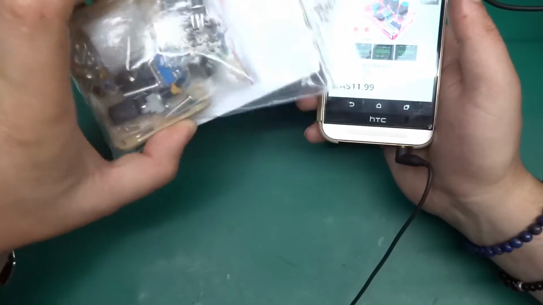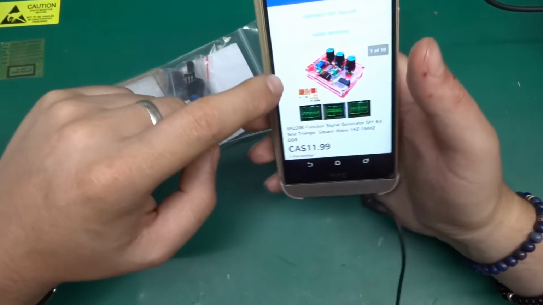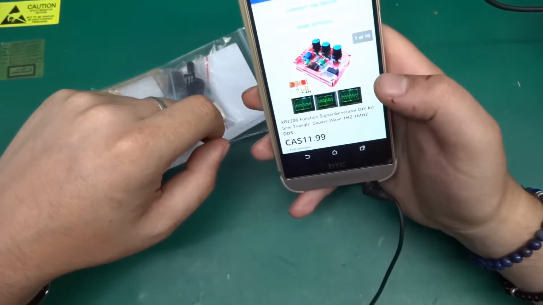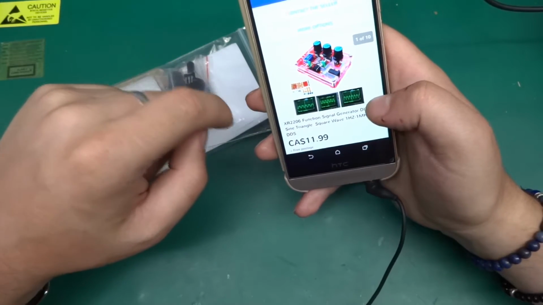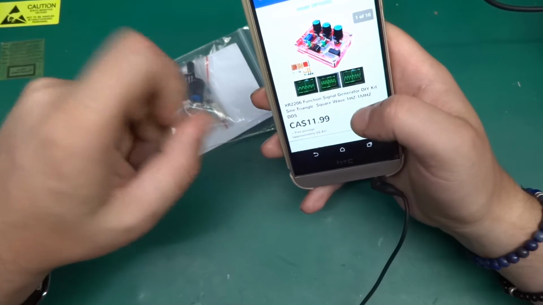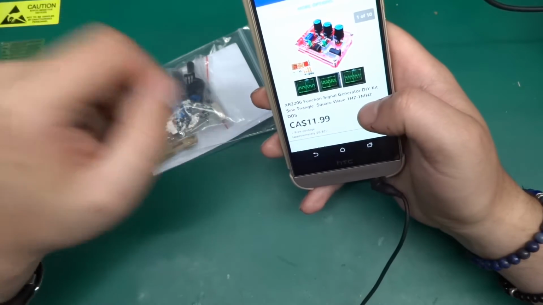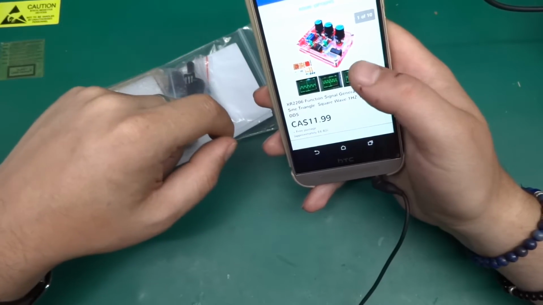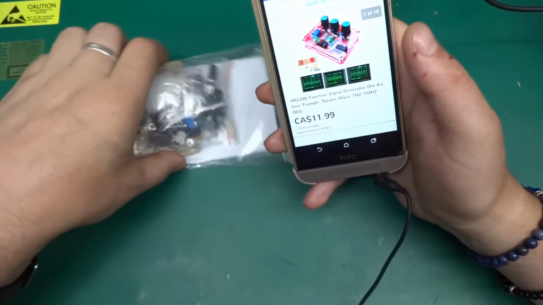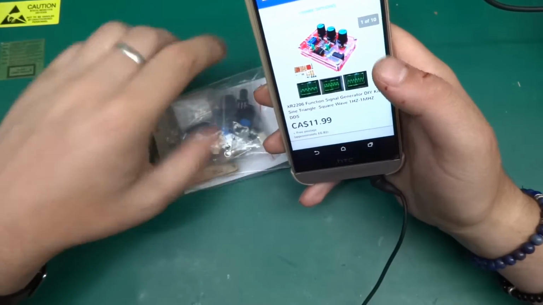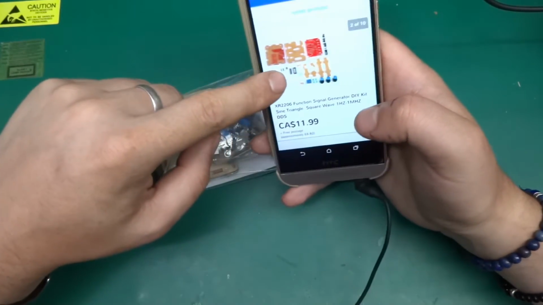This is what came. What I've ordered is the XR2206 function signal generator DIY kit. It's supposed to do a triangle, square, or sine wave from 1 Hz to 1 MHz. And it says DDS on here, but as far as I know, the XR2206 is not a DDS chip.